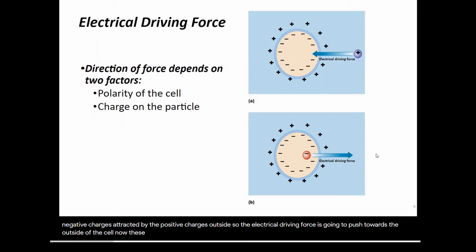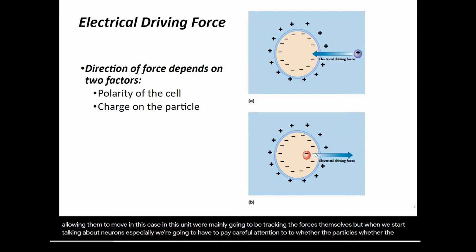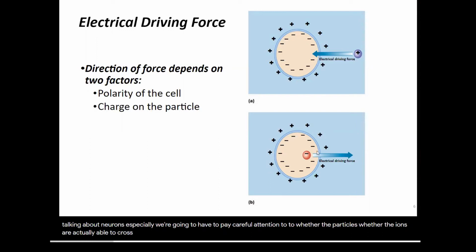Now these anions and cations are only going to be able to move if there is a protein in that membrane allowing them to move. In this unit, we're mainly going to be tracking the forces themselves. But when we start talking about neurons especially, we're going to have to pay careful attention to whether the ions are actually able to cross the membrane. Because sometimes they will want to, but won't be able to.